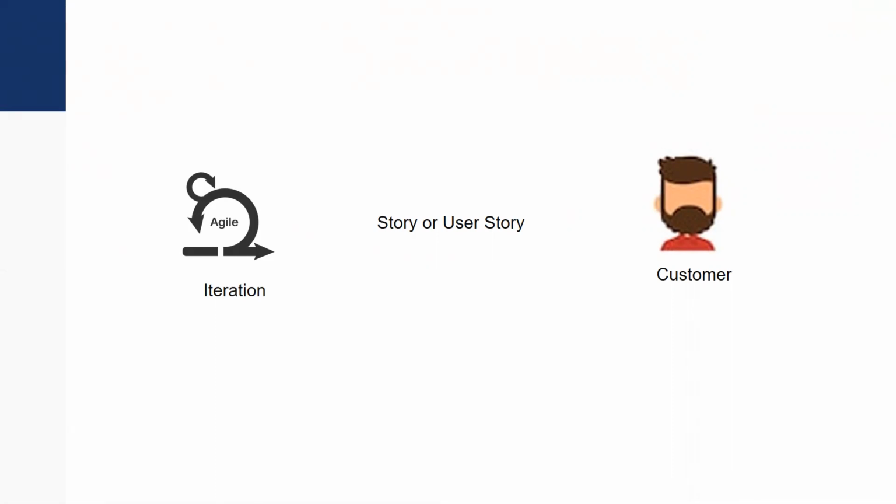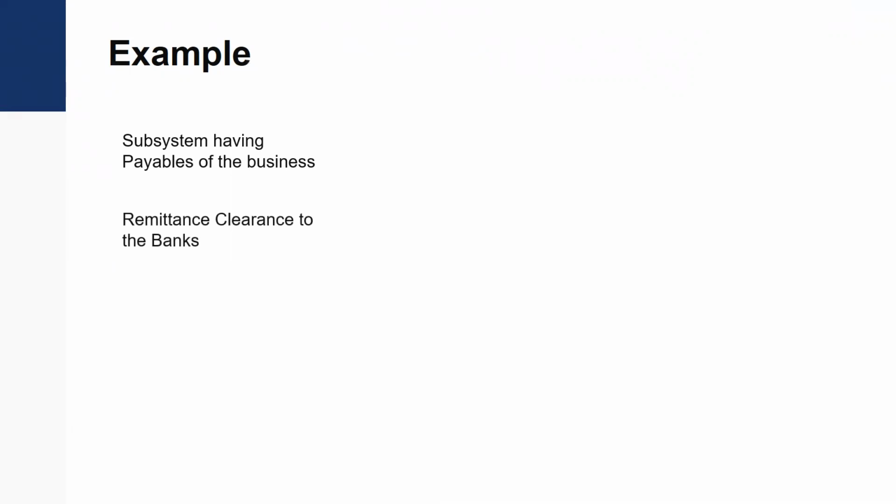Since agile methodology is a collaborative way of working, the entire team, including a product owner, scrum master, developers, QA testers, and stakeholders are part of the estimation. The rough estimation starts at the point of requirement. Let us take an example of a business who needs to implement an accounting setup. Apart from other requirements, below are a few identified requirements: a subsystem on payables of the business, remittance clearance to the bank, and a subsystem dealing with vendor management.